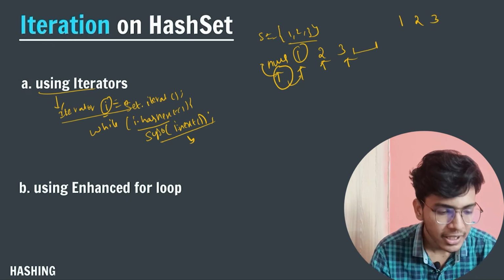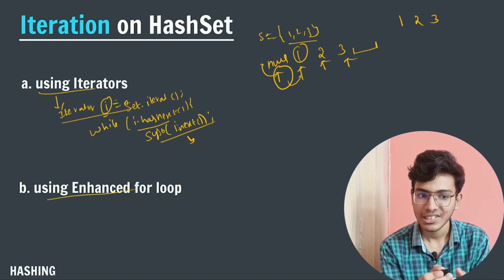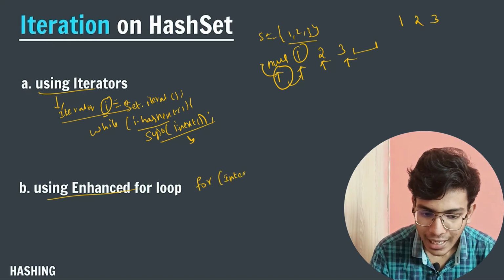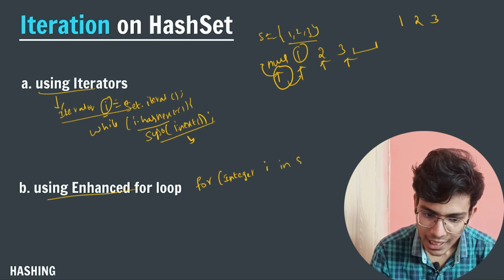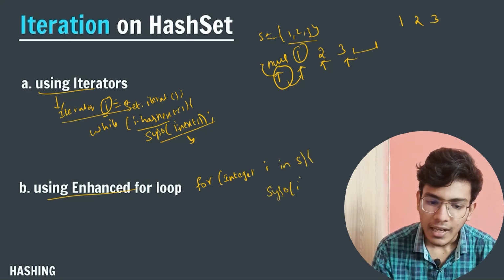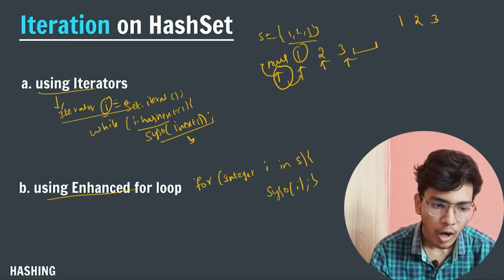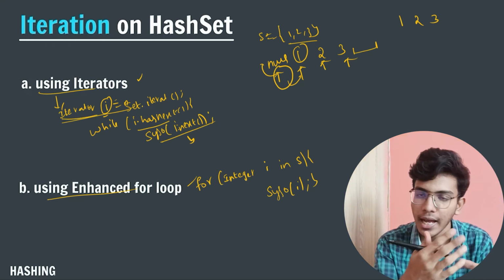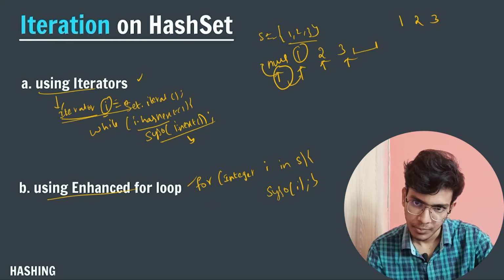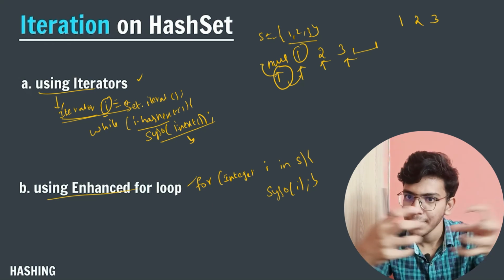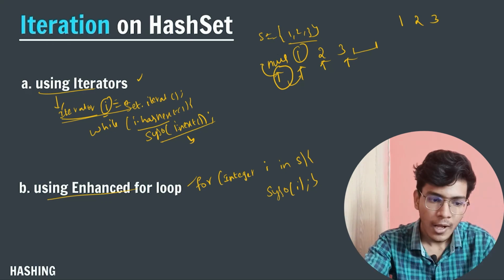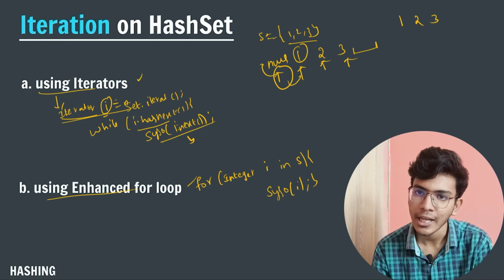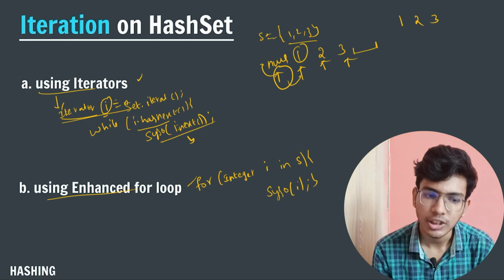The second method is using an enhanced loop. This enhanced loop is nothing but the for each loop. So I will write for Integer i in my set, System.out.print, I will print i. Like this I will use the for each loop, or I can use the general iterator interface. By using this iterator interface, I can iterate through the elements of my set. This is method 1, or I can use the for each loop. Now most of the times in real time, for sets and for maps, we use the enhanced loop, that is the for each loop.